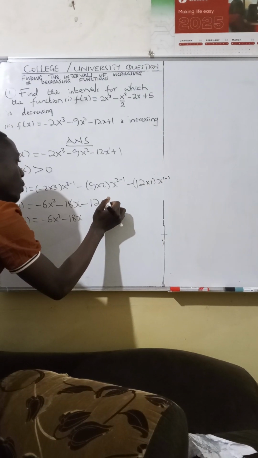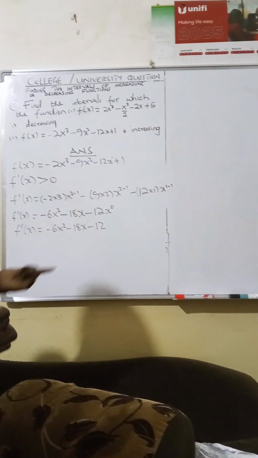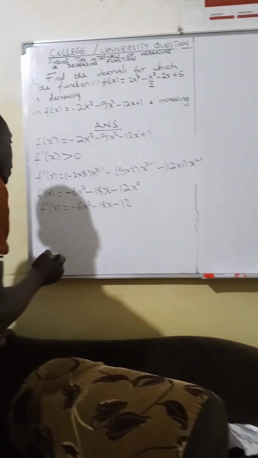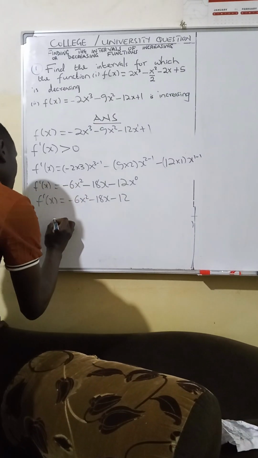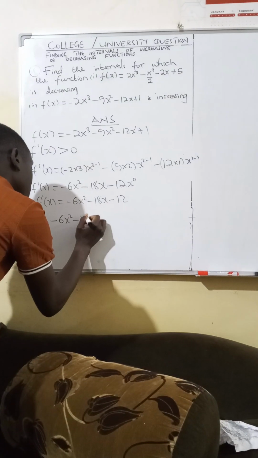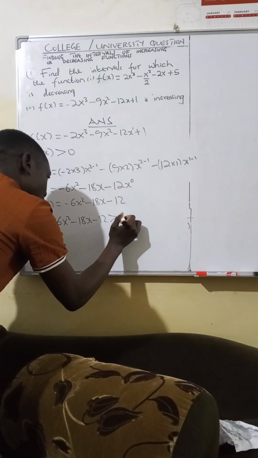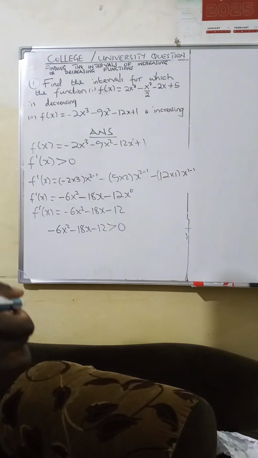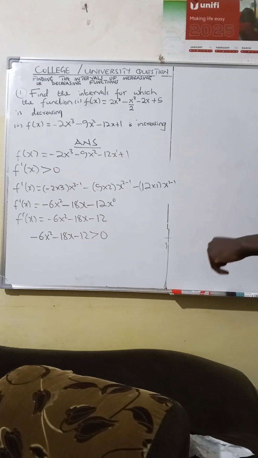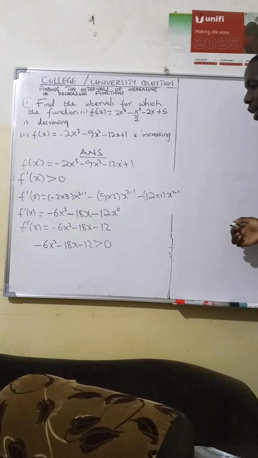X to the power 0 is 1. 1 times negative 12, I'm going to get negative 12. So this is my question. So we are saying for this function to be increasing, the first derivative, negative 6x squared minus 18x minus 12, must be greater than 0, meaning the function is increasing. Then let me find the critical values of x, the ones which I'm going to put on the number line for testing, for finding my intervals.